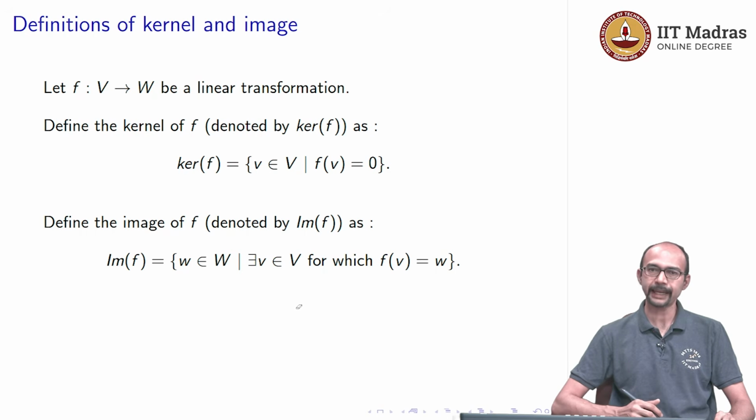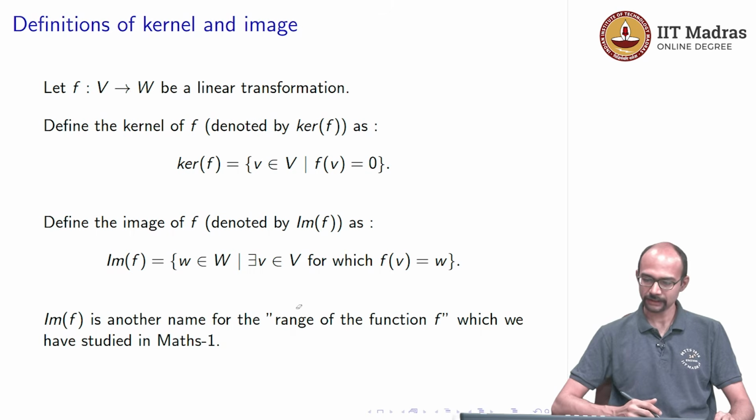Now define the image of f. This is denoted by Im of f. Sometimes we will use a little i and sometimes we will use a capital I, so that notation will be a bit vague. We define it as all those vectors w such that there exists v in V so that w is equal to f of v. This is nothing but the usual definition of the range of a function. If you have a function between two sets, we call the range of f the set of values which the function takes. So, the image of f is another name for the range of the function f.